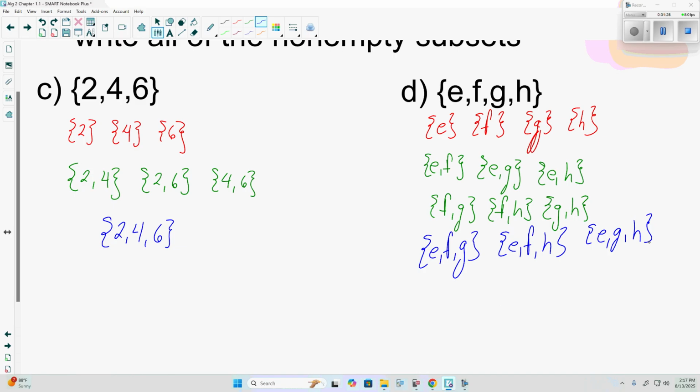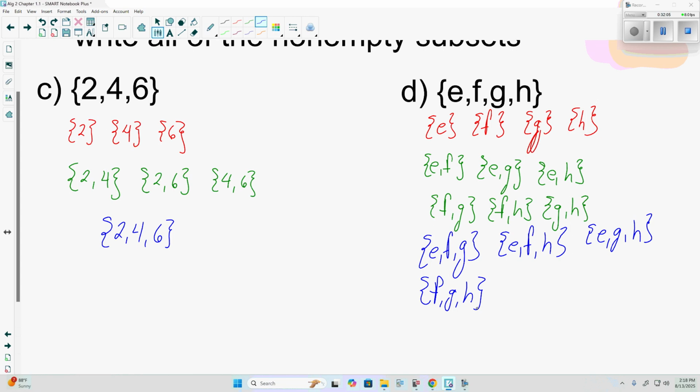Can we move any letter after H? Any other elements after it? Nope. So EGH is the last one there. We can't move G over to the next one, but can we move E over one? So E would become F, G, H, yes? Can't move H over, there's none after H. Can't move the G over, F over. We have all of our 3s, yes?